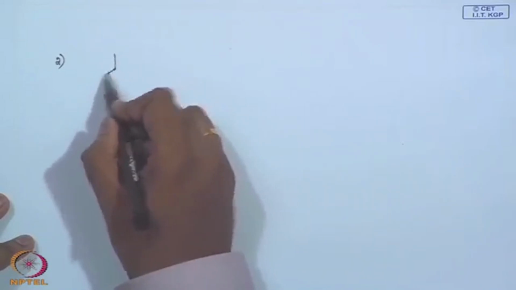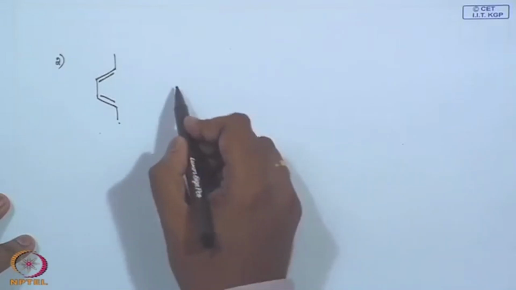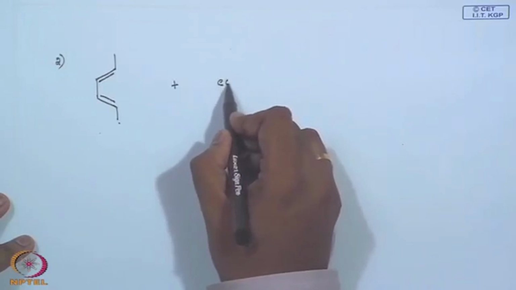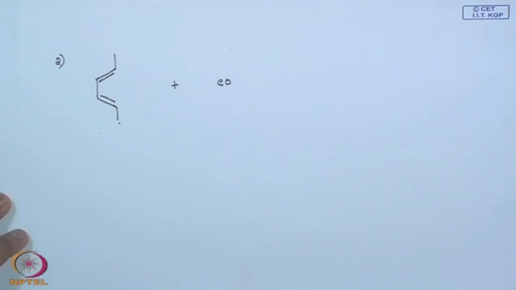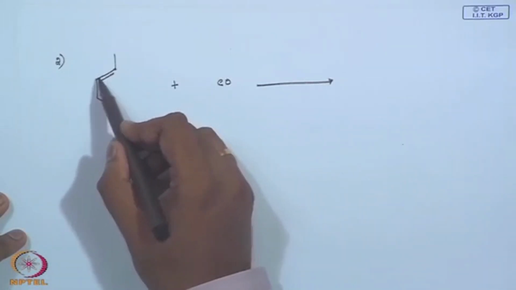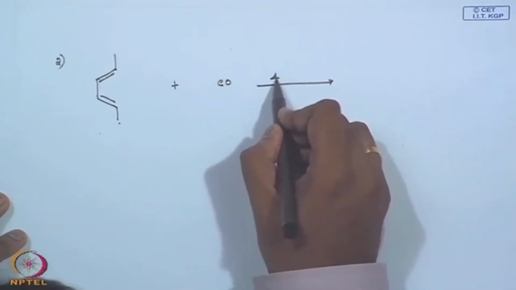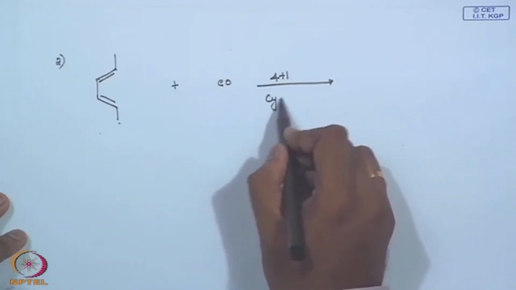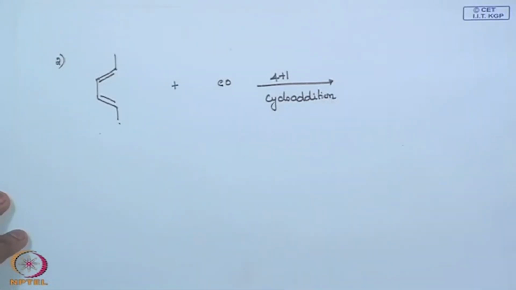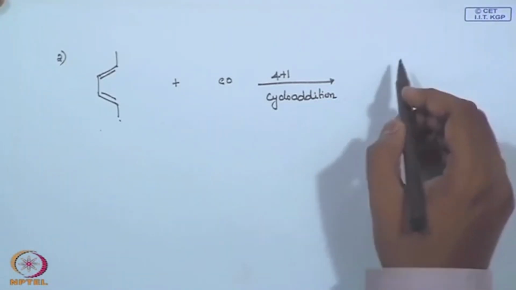I can take the same diene system, I am saying the same system. Instead of sulfur dioxide, in this case I am going to take carbon monoxide. Now again, if you see what system it is, how many atoms? 1, 2, 3, 4, 4 plus 1. So I can call this a 4 plus 1 type of cycloaddition. Don't worry, I am not talking with respect to electrons, I am talking with respect to the atoms. 4 plus 1 cycloaddition reactions.